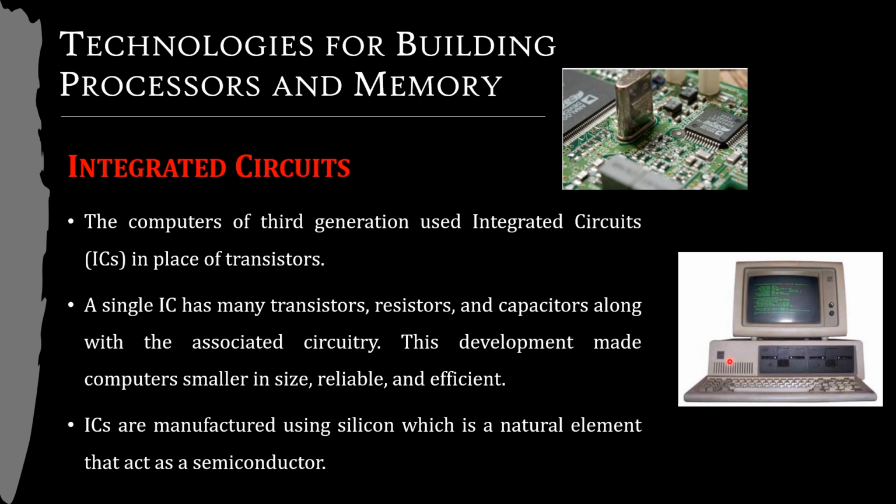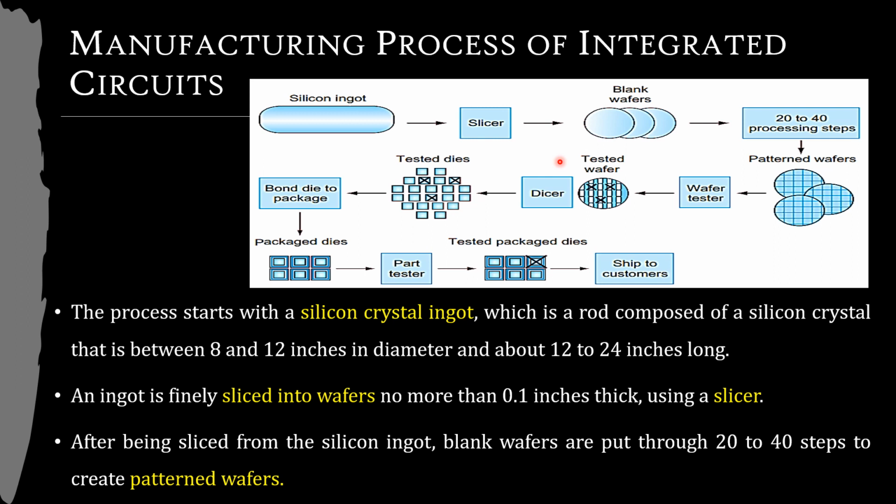These integrated circuits are manufactured using a natural material called silicon, and this silicon can act as a semiconductor. So ICs are manufactured using silicon, a natural element that can act as a semiconductor. Fine. Now let's look into how we can manufacture these integrated circuits.